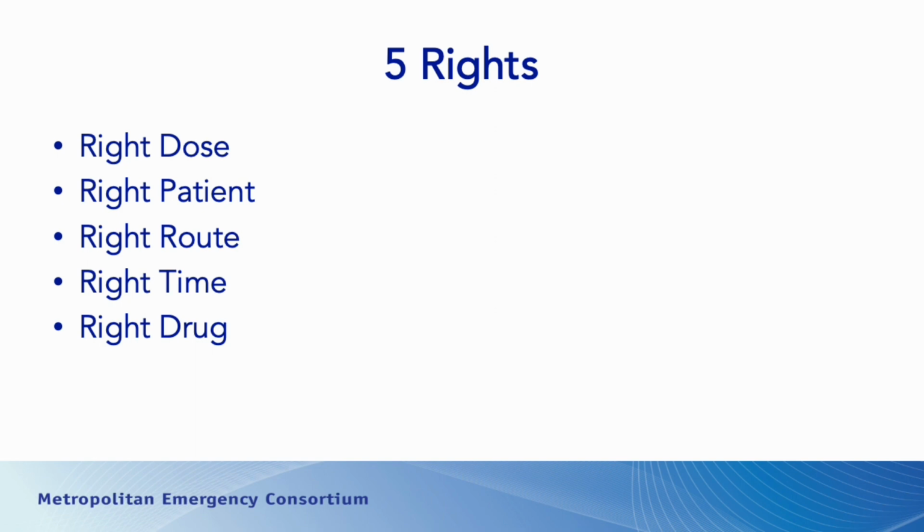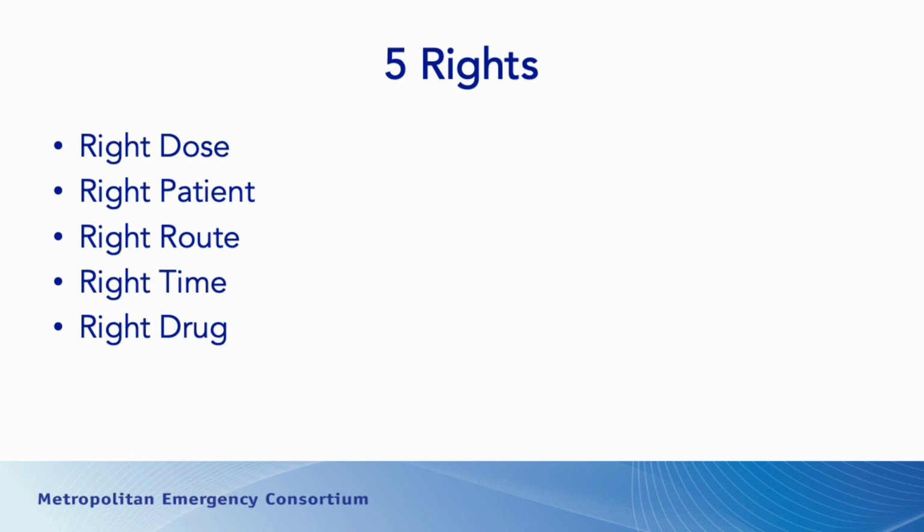The 5 rights. This should all be old news for you. Patient needs a medication. We want to make sure we give the right dose to the right patient via the correct route, at the right time with the right drug. And sometimes we forget about the correct route. I've had a couple patients over the years with anaphylaxis or allergic reactions, and instead of getting intramuscular epinephrine, they got IV epinephrine. They were not sick enough to get IV epinephrine. They end up having chest pain. They might even have transient changes on their EKG from the IV epinephrine.